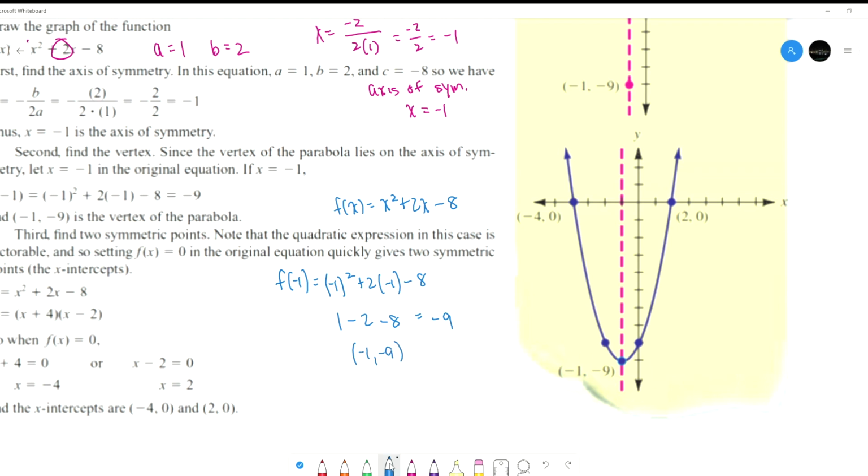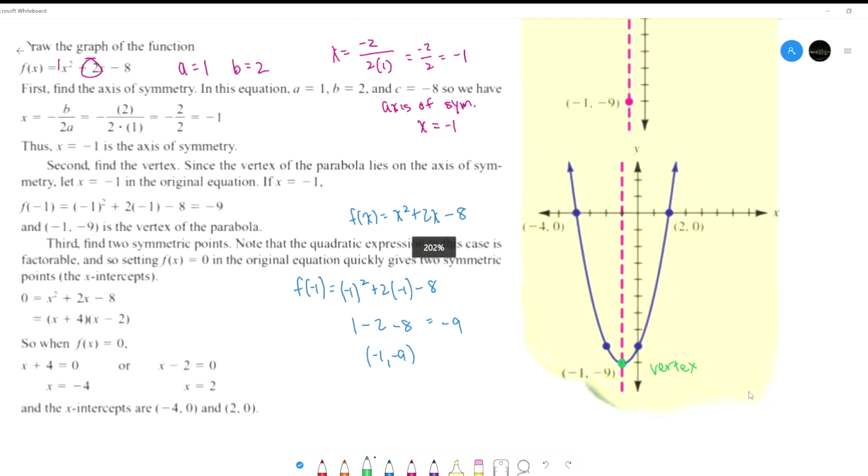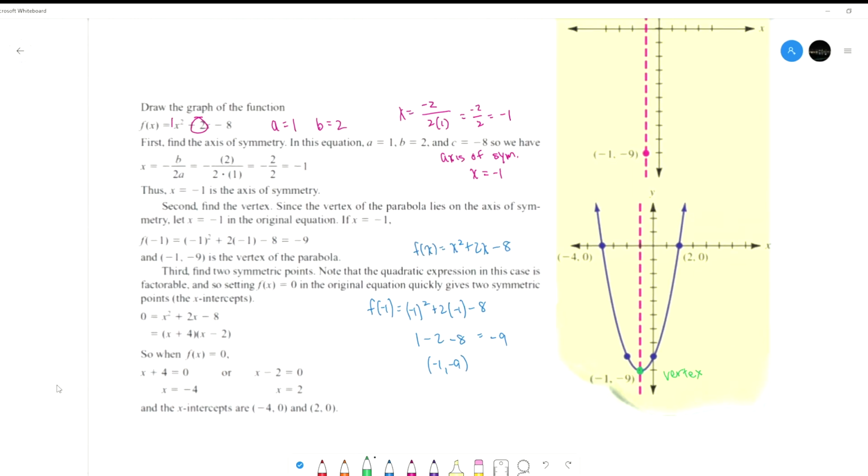So as you can see here, right, they plugged in the vertex right there in the bottom, right? This is our vertex. And the pink line is the axis of symmetry. Okay, now to plot more points, I do recommend, if possible, to get the y-intercept.